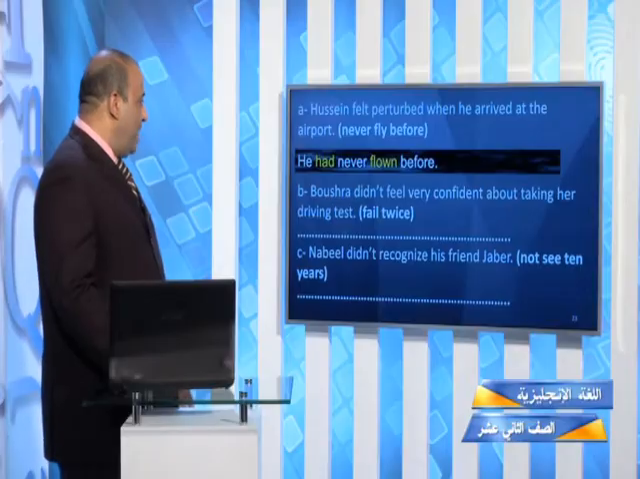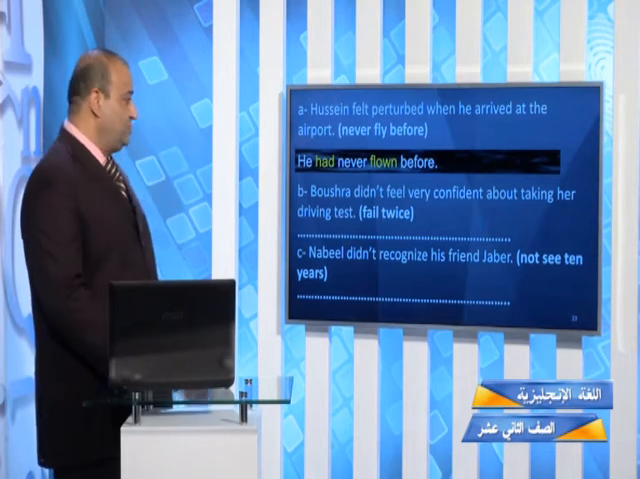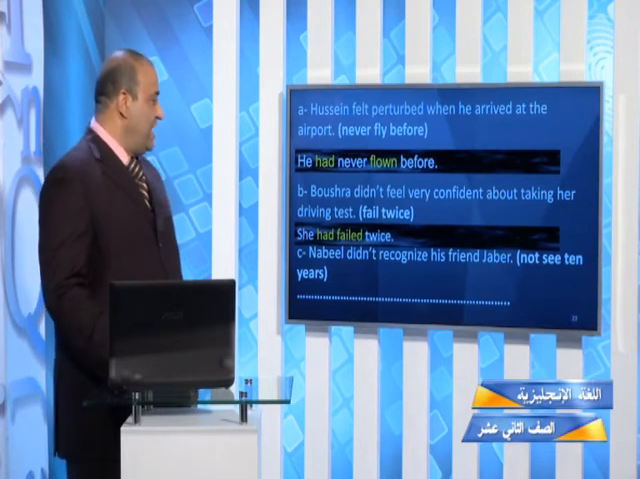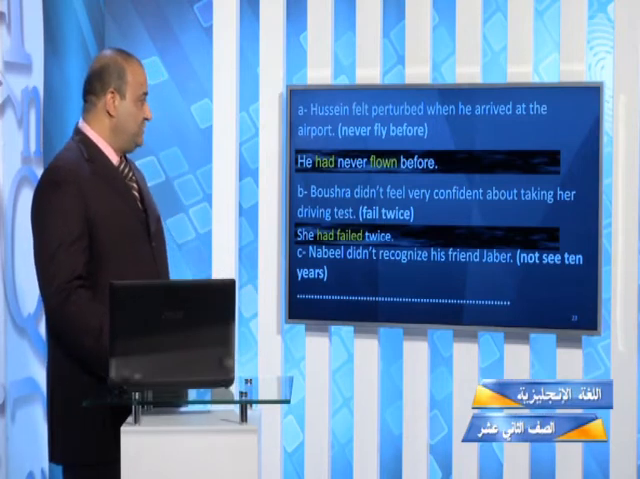Sentence number B, Bushra didn't feel very confident about her driving test. Why? If you ask yourself, why didn't she feel very confident? The answer should be because she had failed twice. So her past experience influenced her psychological situation.